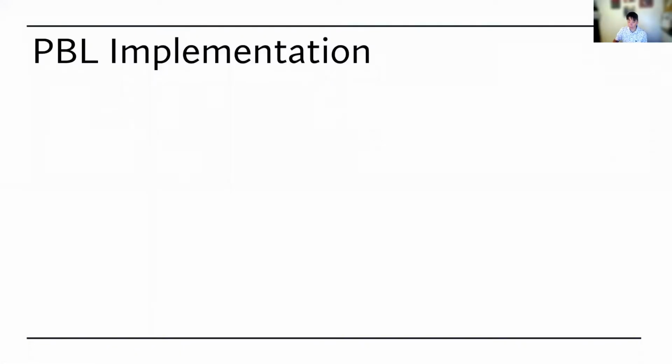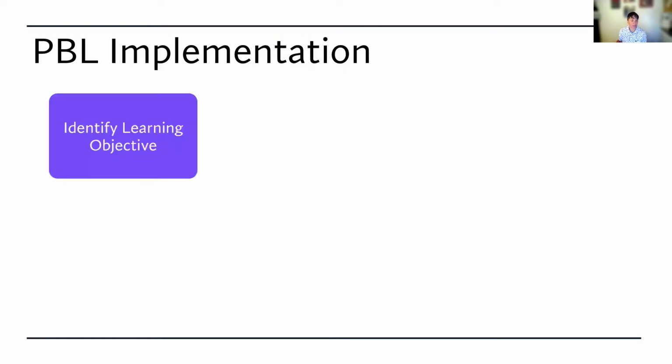So we'll start with an overview of the basic steps of implementation. The first thing that we want to do is identify a learning objective that we want to target with the problem that we develop. When we're looking at our learning objectives, we're looking for objectives that involve analysis, synthesis, or evaluation. And we'll come back to these words in a couple slides and make sure that we're clear on these.